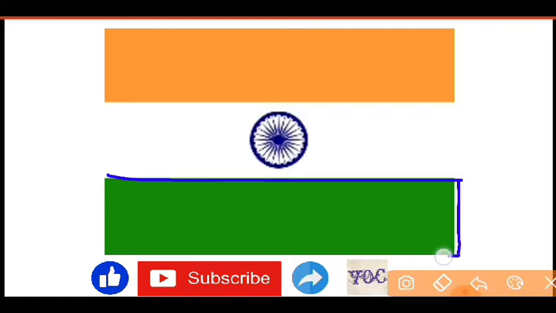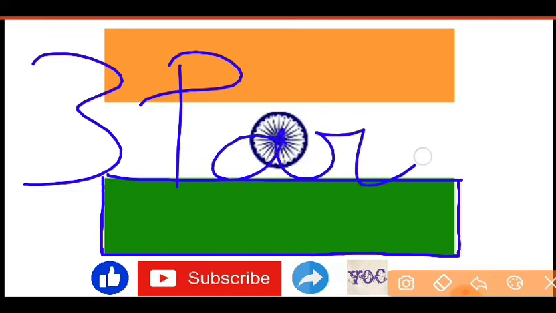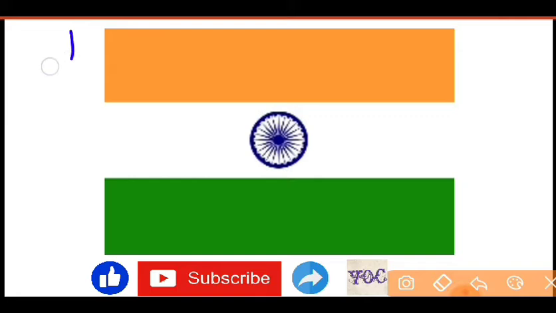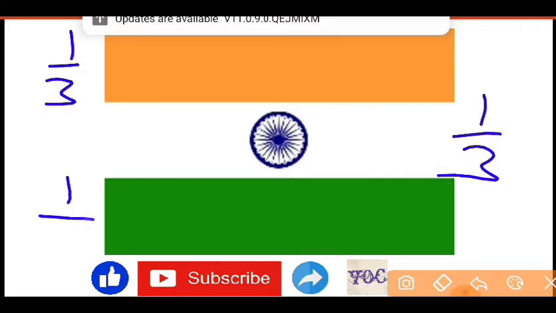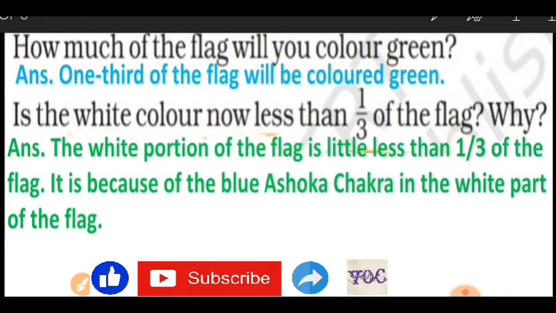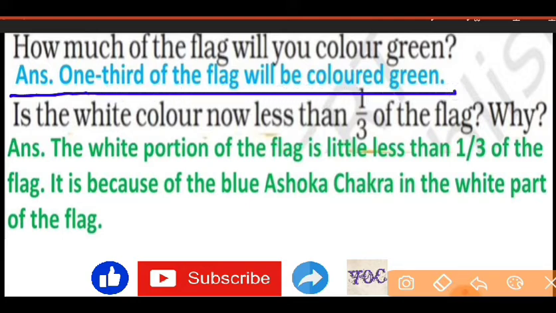That is again 1/3 of the flag, because we have a total of 3 parts in the flag. We have 3 parts, so each part is 1/3. This is 1/3, this is 1/3, this is 1/3. Okay, so the answer will be, how much of the flag will you color green? So you will write 1/3 of the flag will be colored green.